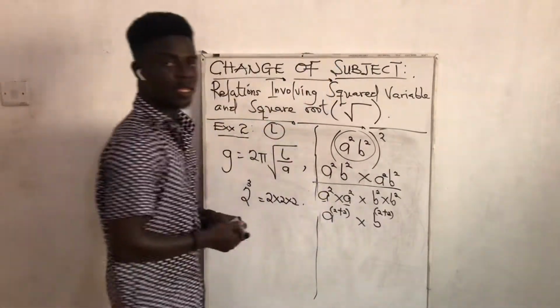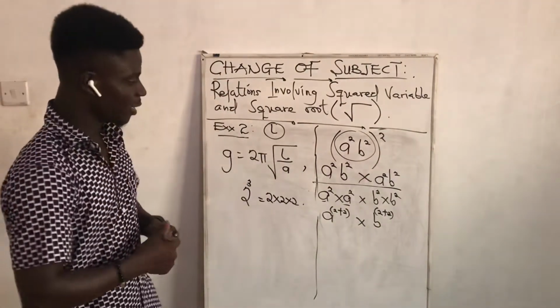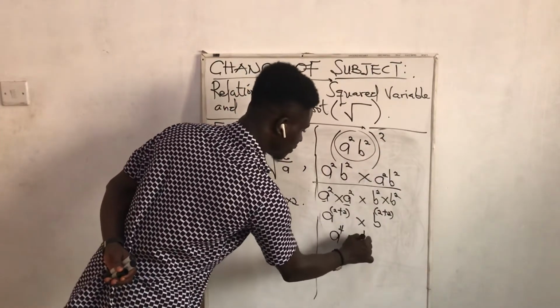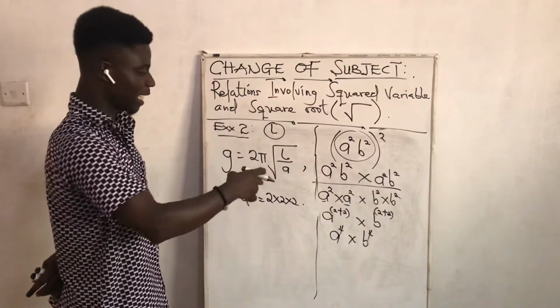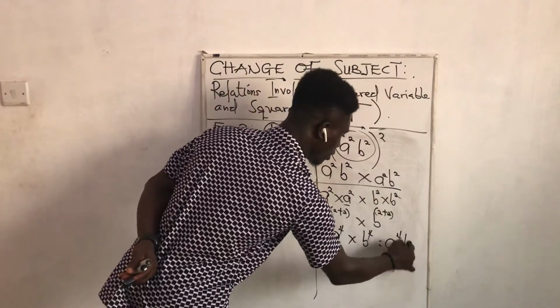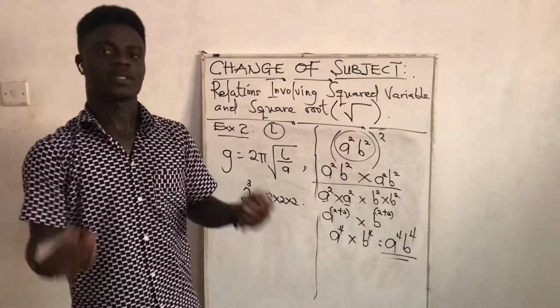They have the same base and they are multiplying. So what do we do? We add the superscript. So I have a to the power 4 times b to the power 4. We also get a to the power 4, b to the power 4. So it's the same thing.